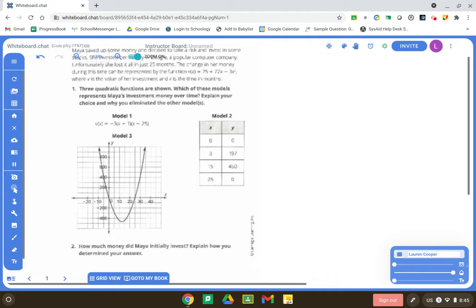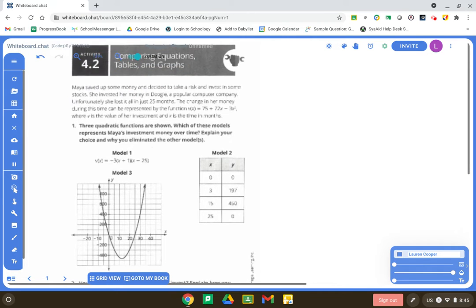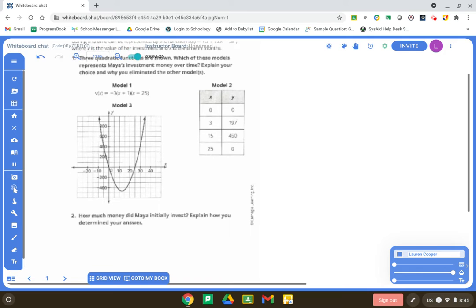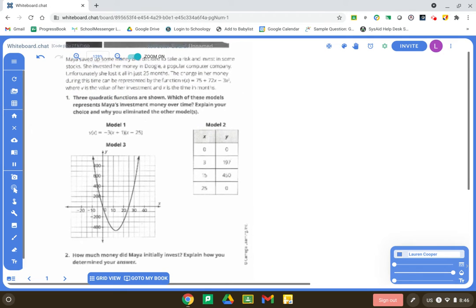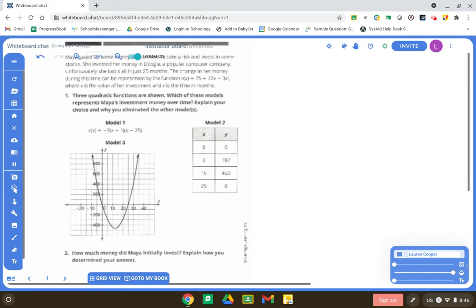M578. That's what lesson 4.2 is, M578. We're also going to need to have Desmos too. So if you want to get that open, I'll give you a few minutes to do that. I'll open mine as well.